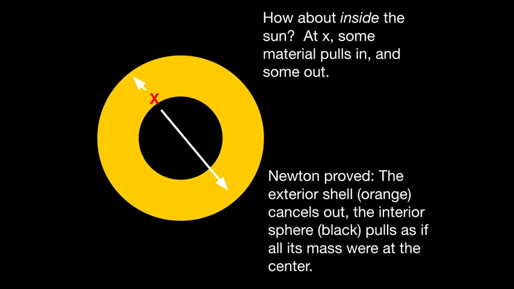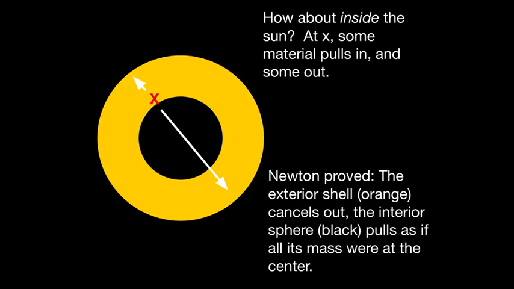If we're going to understand the overall structure of the sun, we have to understand not only the surface, but all the way down to the core. So how about if you're at position X inside the sun? Well, Newton solved that problem too, and he figured out that the exterior shell, the yellow or the orange, cancels out. Some of it is pulling you outwards. Some of this shell over here is pulling you inwards. And the combination of all the orange in this picture just cancels out. Whereas the white, which is interior to you, acts as if it's concentrated at the center.